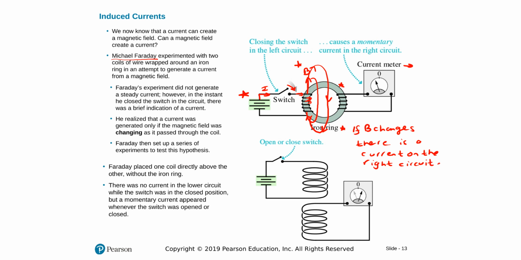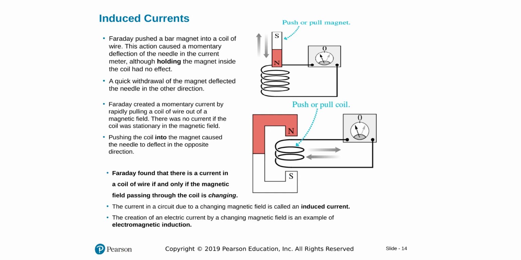He tried some other experiments. Similarly here, now they're not connected at all through an iron bar or so, and he saw the same thing. He closed the switch, saw a current here, opened the switch, he saw a current here, and they were in opposite directions. Again, only when the magnetic field is changed. He tried several other experiments, like this one here. Putting a bar magnet inside a loop and taking it out generates current. If I put it inside and leave it there, don't move it, no current.